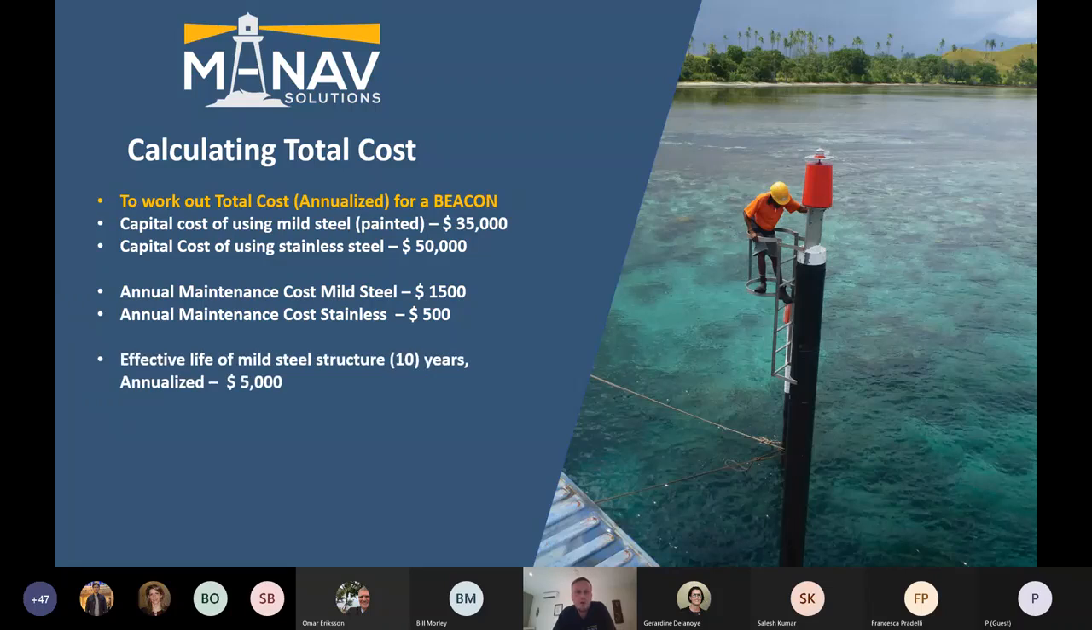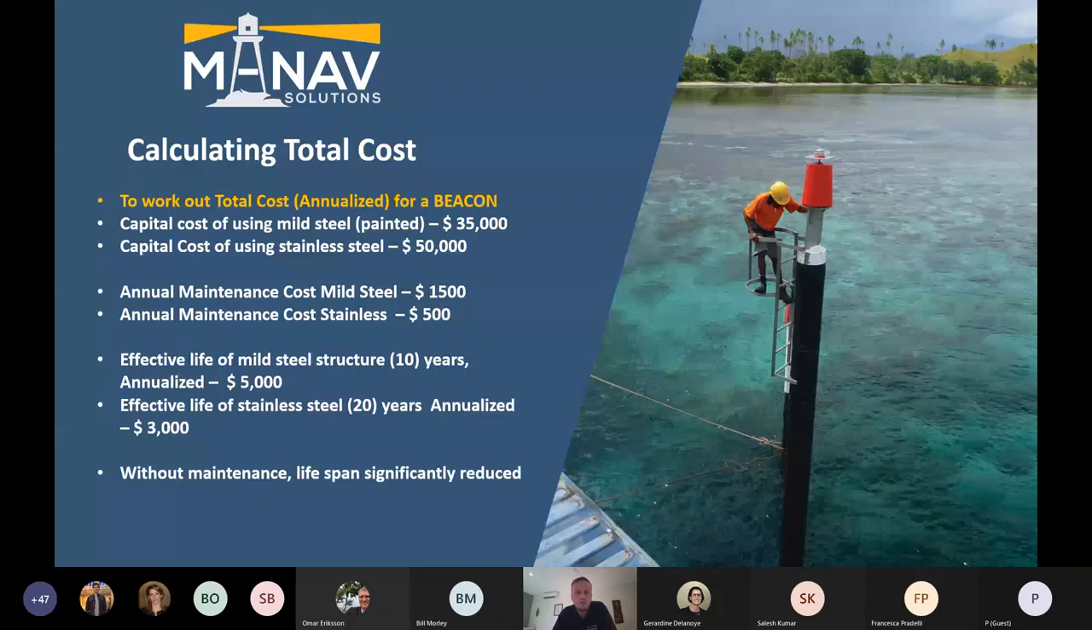So your effective life of a mild steel structure, if maintained, would be 10 years. And the effective life of stainless steel, which is 20 years, as it's a much more durable, easy to maintain structure, is 3,000. So you can see quite a big difference in the annualised cost, especially when you look at the cost of, say, using mild steel structure and having to replace it after 10 years, you repeat the cycle. And without maintenance, those lifespans are significantly reduced.